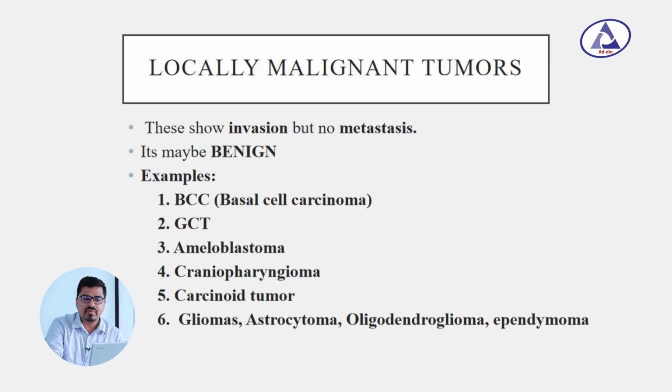Now, what are locally malignant tumors? These show invasion but no metastasis. Locally malignant tumors show invasion but no metastasis. It may be benign. Examples are most important in locally malignant tumors. Number 1, basal cell carcinoma, giant cell tumor, ameloblastoma, craniopharyngioma, carcinoid tumor, gliomas, astrocytoma, oligodendroglioma, ependymoma. Then Marjolin's ulcer is also a locally malignant tumor.